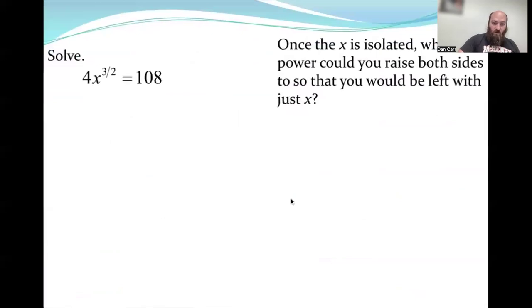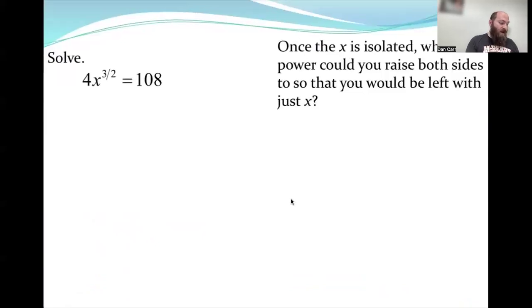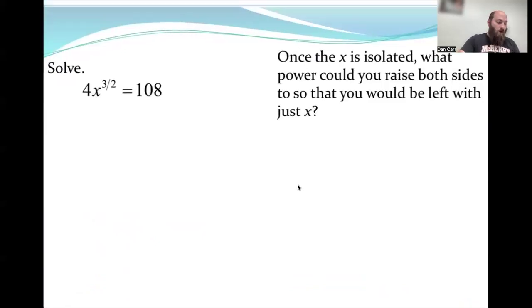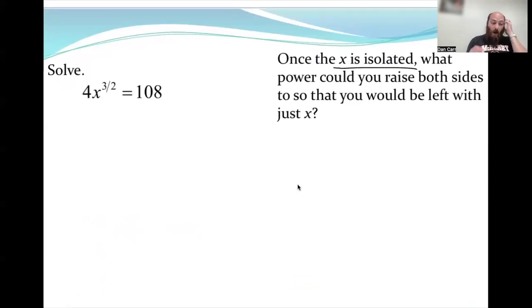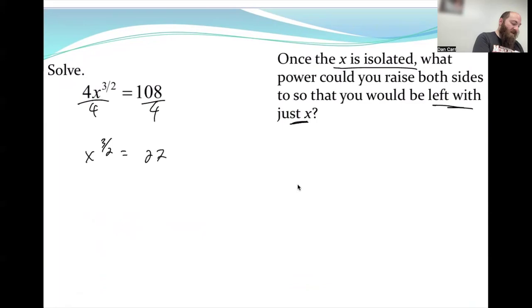The other thing we're going to do today, they're technically radicals. They're just not written that way right away. If we have to deal with a rational exponent, once x is isolated, we can think about what power could we raise to both sides so we would just be left with an x. So let's start with this. Let's divide both sides by 4 to make that a little bit easier to work with. So x to the 3 halves is equal to, this will be 27 in this case.